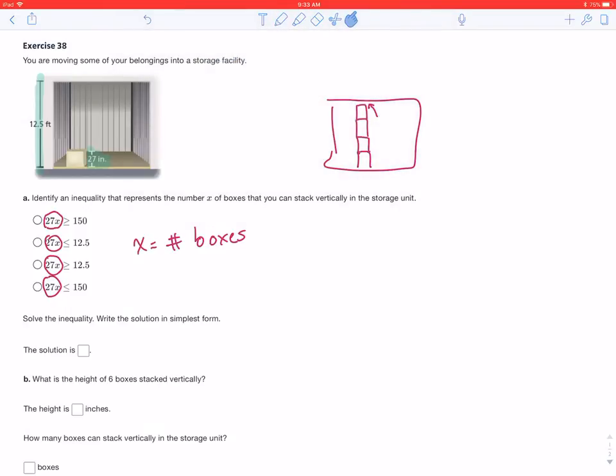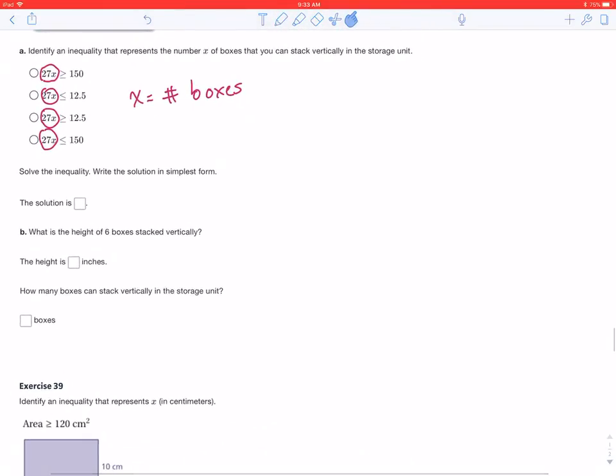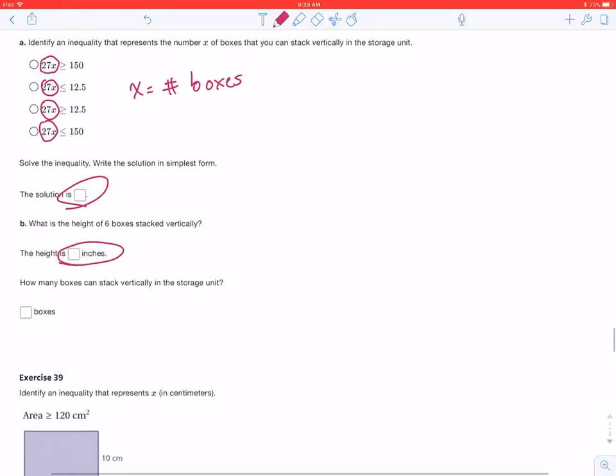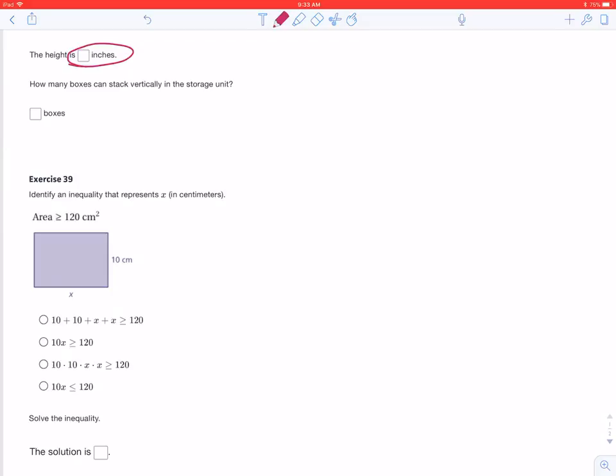So use that same kind of reasoning to solve through these problems, because once you determine the inequality, it wants you to solve out the inequality. And then it also asks, what is the height of 6 boxes stacked vertically? So you will be able to figure that out on your own. And then the last question is, how many boxes can you actually stack inside of this?